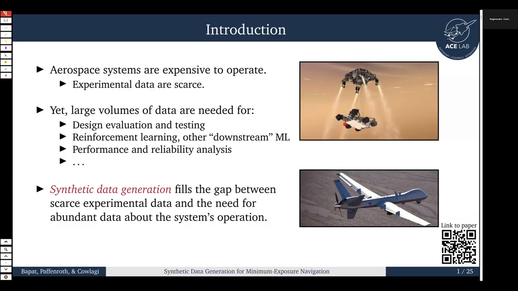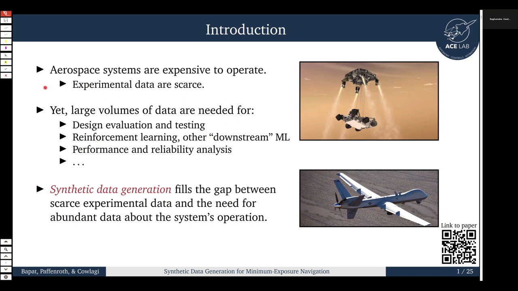So the motivation for this project is fairly straightforward and well understood. A lot of engineering systems, like aerospace systems, like aircraft and spacecraft, are expensive to operate, which is why the amount of training data that we can get from these sort of systems is relatively scarce. The demand for these kinds of data is very large. We need it for various different purposes. My own interest, for example, is in control design, validation, testing, and so on, or perhaps reinforcement learning.